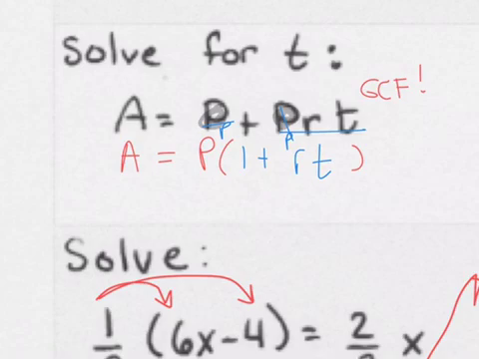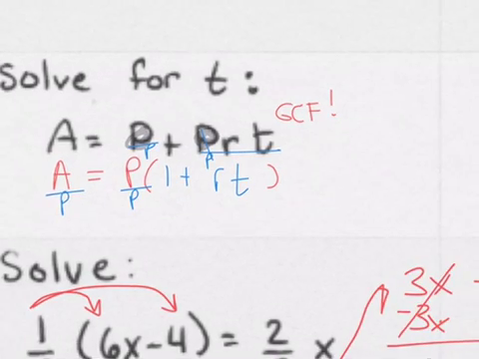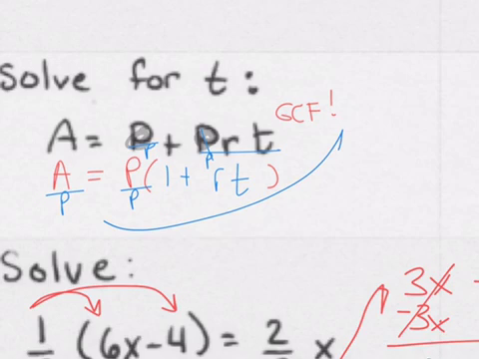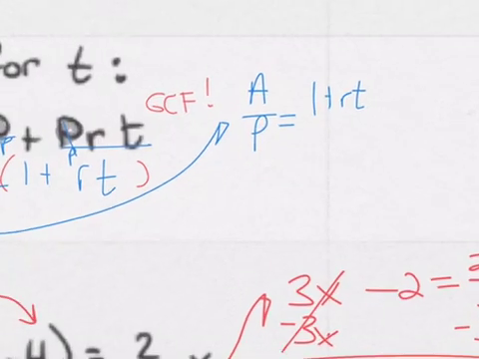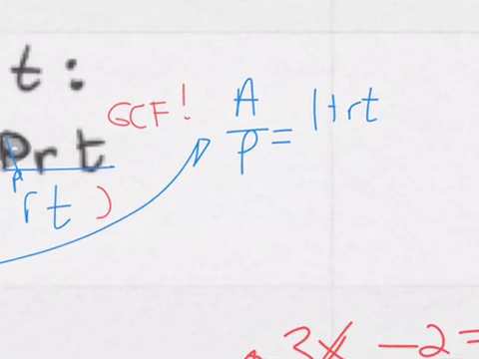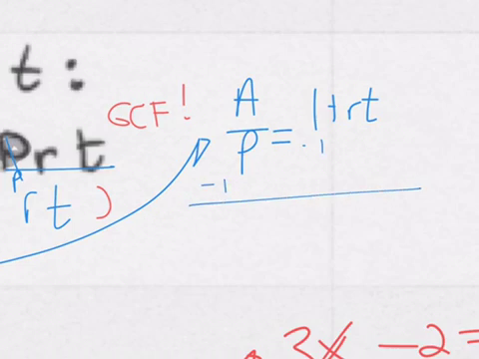Now, the directions of this problem were to get this t by itself, so I'm not quite done. Now I'm going to go ahead and move p out of here. So I'm going to divide by p. A over p equals 1 plus RT. Got to get t alone. So what should I move now? The 1 or the r? You get rid of the 1 first. So I'm going to do minus 1 on each side.